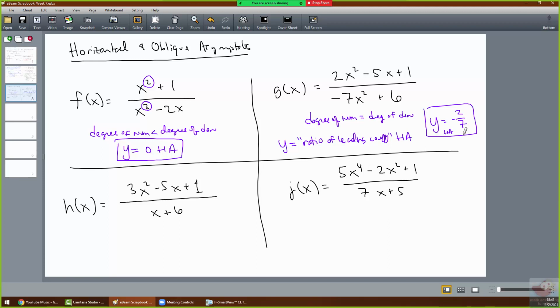H of x is actually the one that requires work. If the degree of the numerator is 1 more than the degree of the denominator, you have an oblique asymptote.